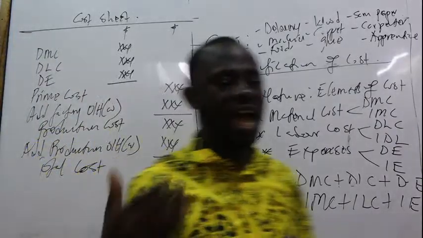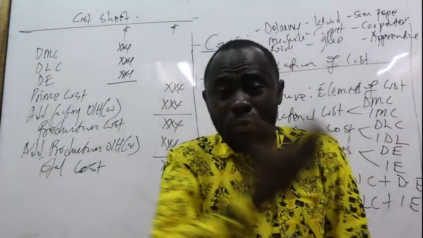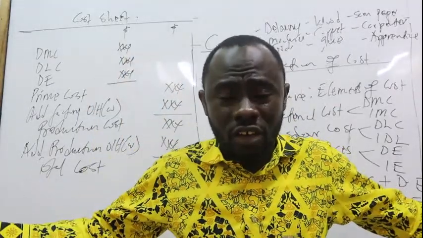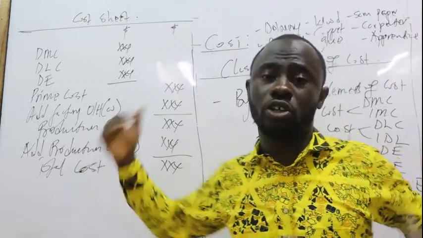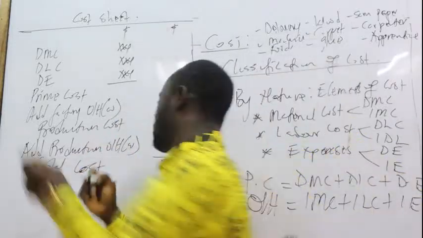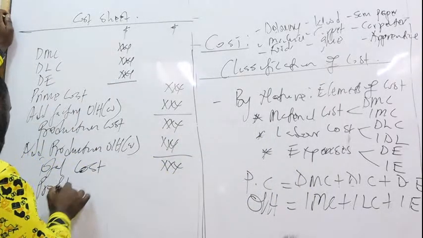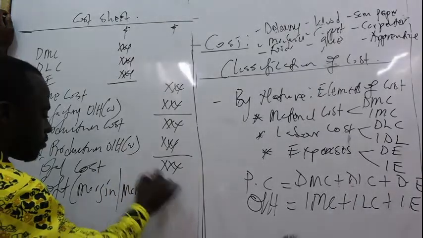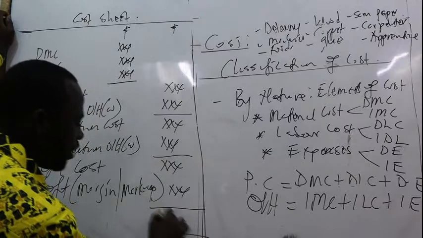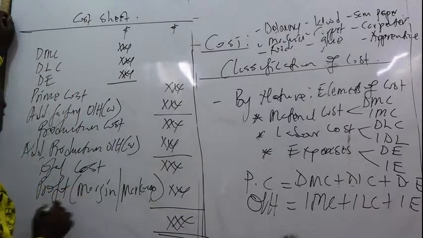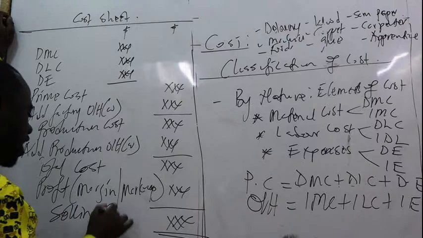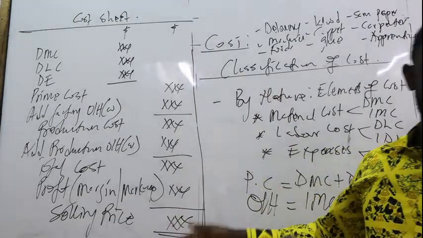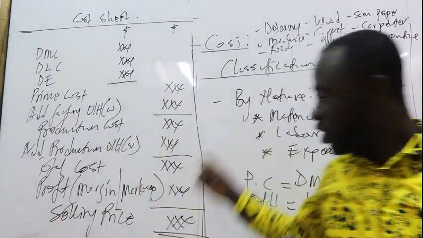Now, once we have the total cost, it doesn't end there. Because remember, one of the objectives of cost accounting or management accounting is the fixing of the price, right? So now that we have the total cost, what do we do? We bring in our profit. Remember, the profit can be a margin or a markup. And when we now add all that, we get the selling price or quoted price. So that is what you need to understand.